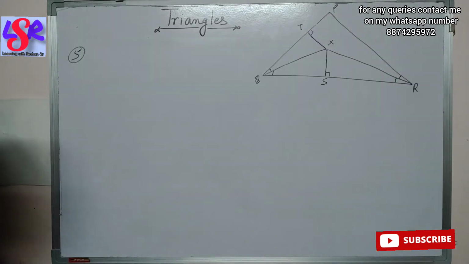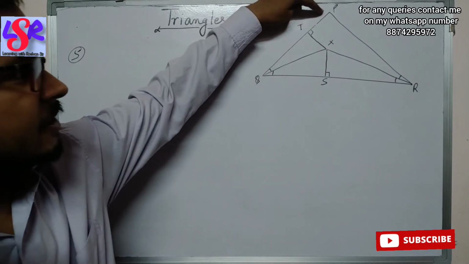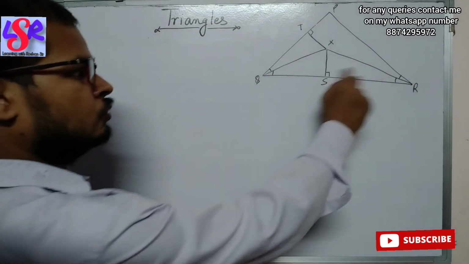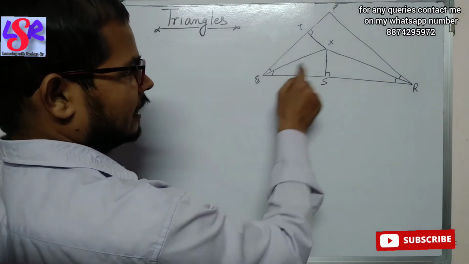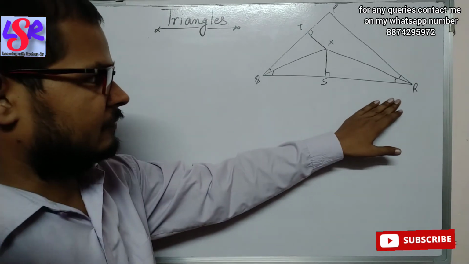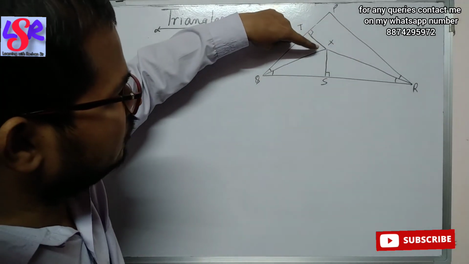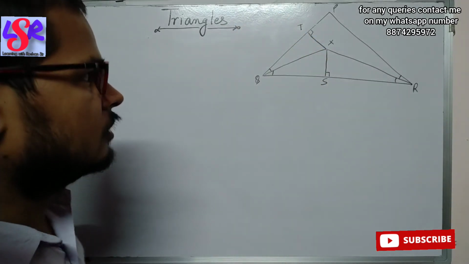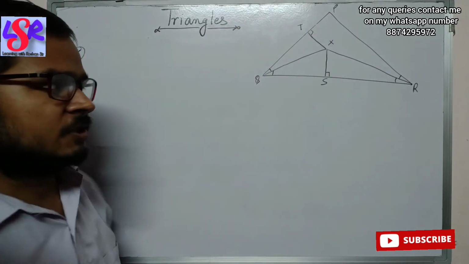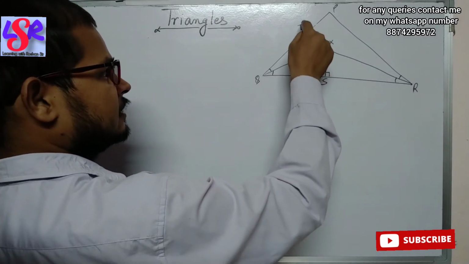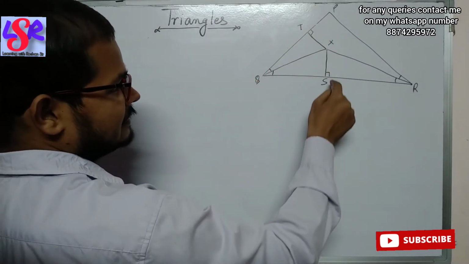Now here in question number 5, we have been given this figure, that is PQR. Now in this one, we are having two bisectors, that is XQ and XR, which bisect the angles Q and R respectively. And we are also having two perpendiculars from X, that is XT and XS, on the sides PQ and QR respectively. Now very first of all, we have to prove the triangle XTQ congruent to triangle XSQ.